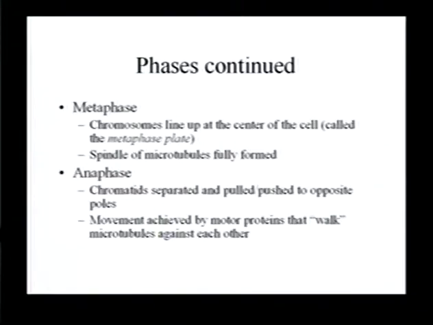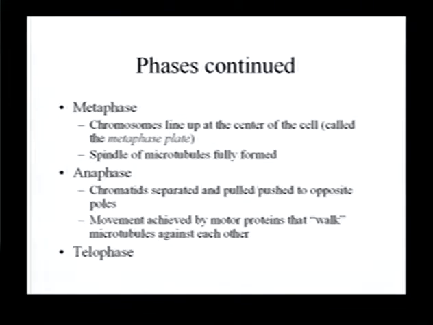Interestingly, the movement of these chromosomes is achieved by motor proteins. There are proteins that will actually walk along actin and microtubules, components of the cytoskeleton. So all you've got is these proteins walking on these microtubules and pulling the microtubules back. And when those microtubules get pulled back, so do the chromosomes. All right, so the chromatids are separated out to opposite poles.